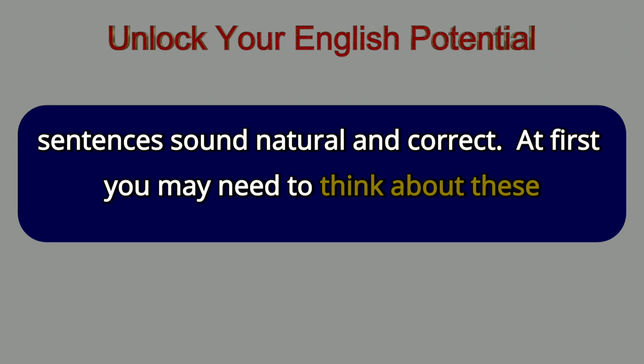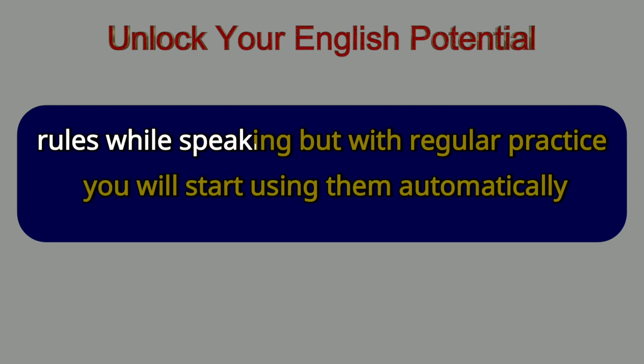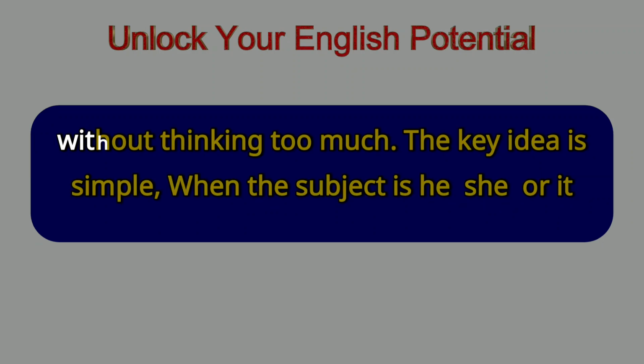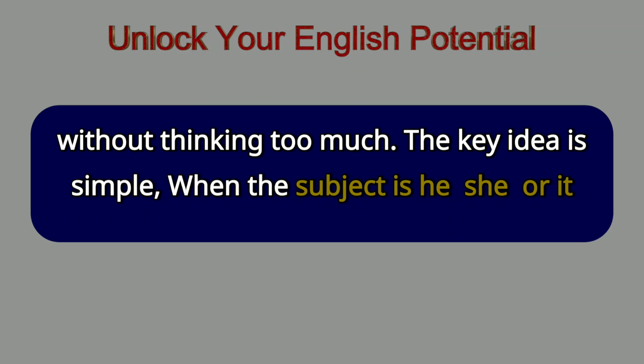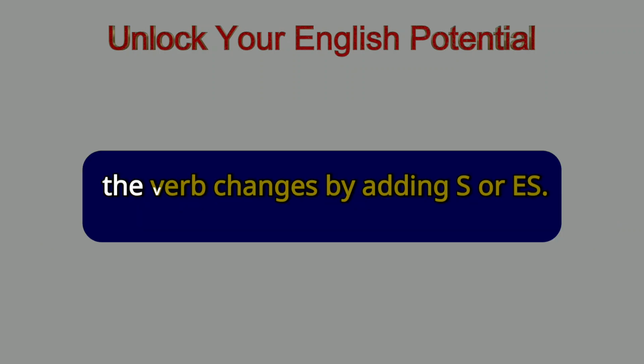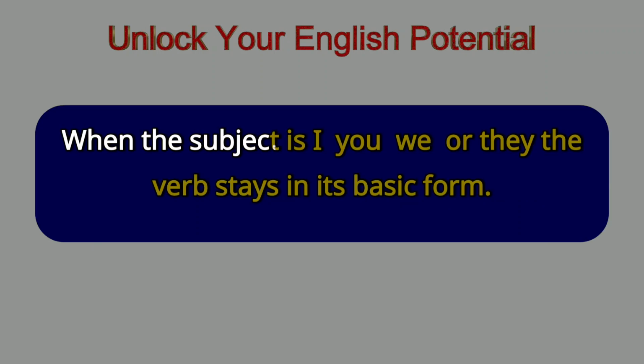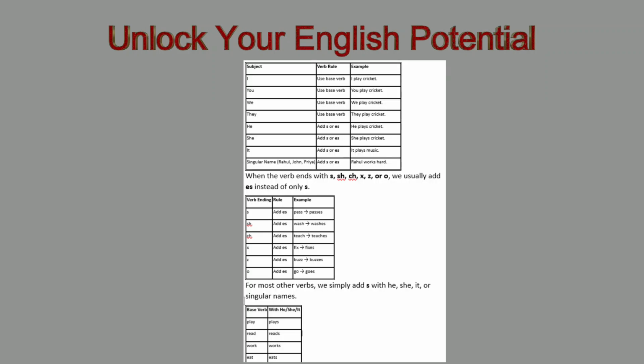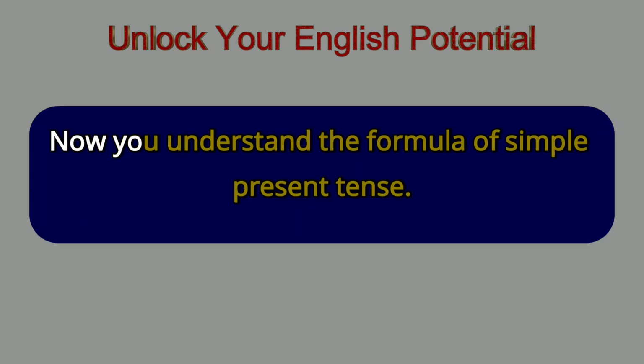At first, you may need to think about these rules while speaking, but with regular practice, you will start using them automatically without thinking too much. The key idea is simple. When the subject is he, she, or it, the verb changes by adding s or es. When the subject is I, you, we, or they, the verb stays in its basic form. Now you understand the formula of simple present tense.